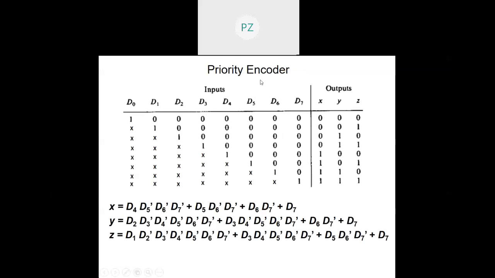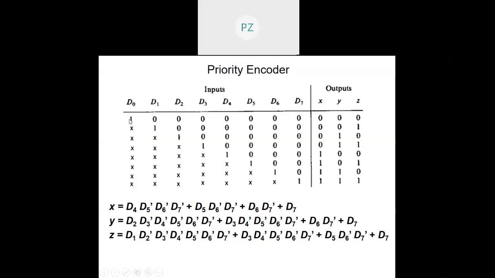In a priority encoder, this word priority is added because you are setting the priority to the inputs just in case more than one input is high at a given point of time. Then, according to priority, the output will be generated corresponding to the higher priority input. For example, let us understand from this very table, which is the priority octal to binary encoder. I'm keeping the same example so that you can see the difference clearly.